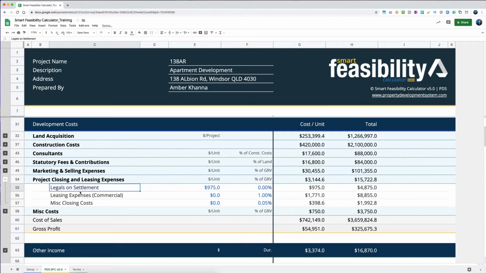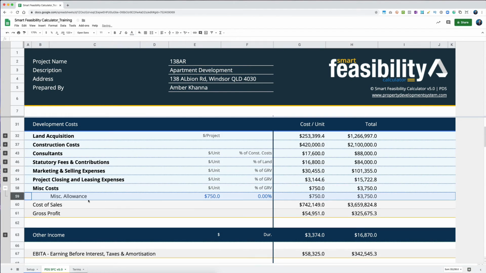and go on to the project closing and other leasing expenses. So we've got legals on settlement. Again, I know that when my lawyer or my solicitor, or in Australia it's known as a conveyancer, is going to help me settle on the unit that I have developed, that means the people I have sold it to will be settling on it. It'll cost me $975 per unit. So I'll allow that. There could be leasing expenses, if you might be leasing it out, for the commercial section. If you know what those leasing expenses are going to be, you can put that in there. And if you've got any miscellaneous closing costs, you can make an allowance for them right here.